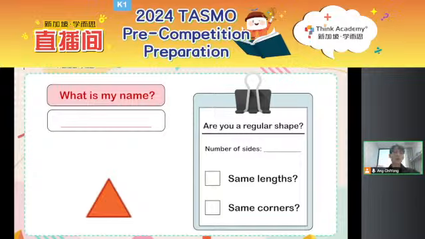Okay, so on the right, you see there's a checklist here. Are you a regular shape? Okay, so some shapes are special, some are regular, and some are not regular. Let's fill in the checklist one by one. How many sides do you see here? There are 1, 2, 3. There are 3 sides.